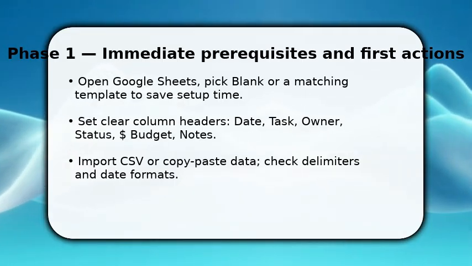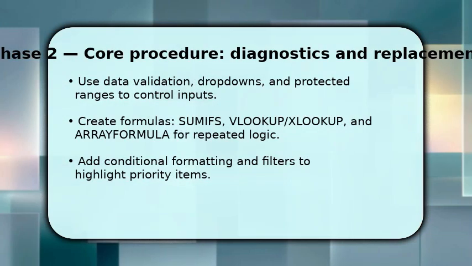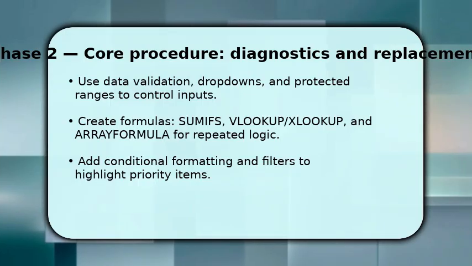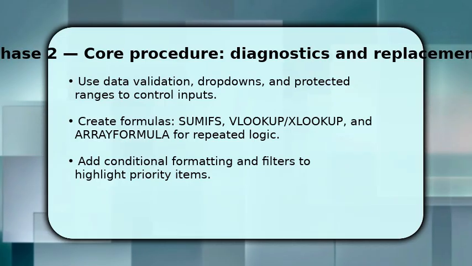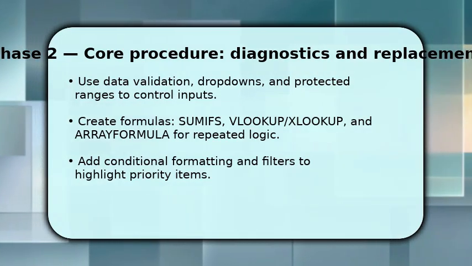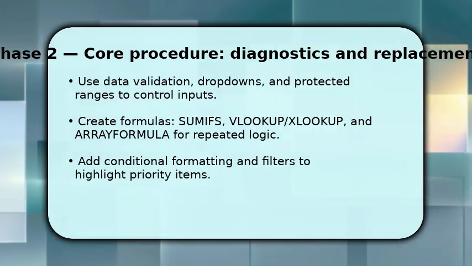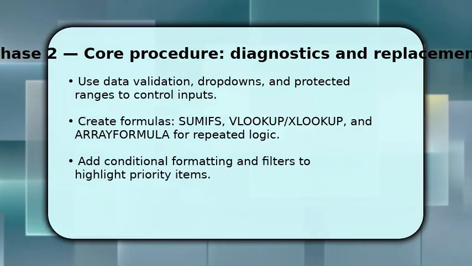You structure the sheet next. Apply data validation and drop-downs to enforce consistent inputs and protect ranges to avoid accidental edits. Then build core formulas, SUMIFS for totals, XLOOKUP or VLOOKUP for lookups, and array formula to scale logic across rows so calculations auto-update. Once formulas are in, add conditional formatting and filters to surface overdue items or high-cost rows.